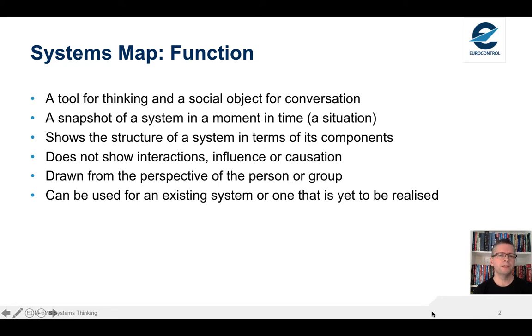System maps provide a snapshot of a system at a particular moment in time, or in other words, a situation. They show the structure of a system in terms of the system's components, but they do not show interactions, influence, or causation. System maps are drawn from the perspective of the person or the group constructing the system map, and they can be used for an existing system or for one that is yet to be realized. In other words, a system as found today or a system as imagined at some time in the future perhaps.